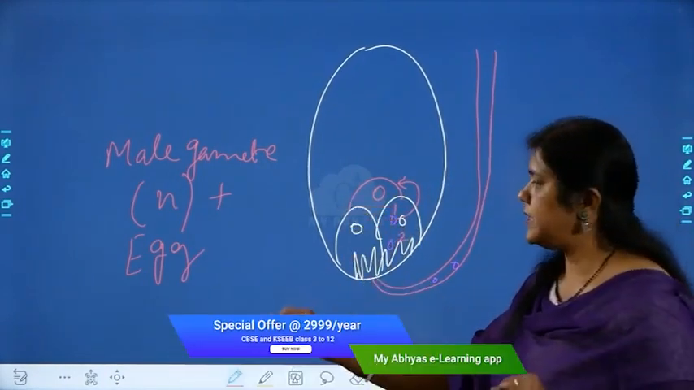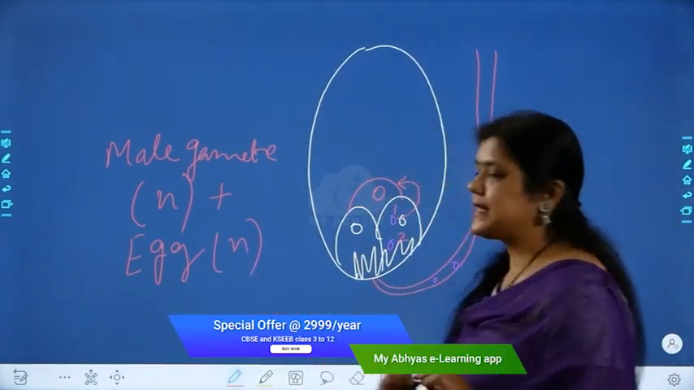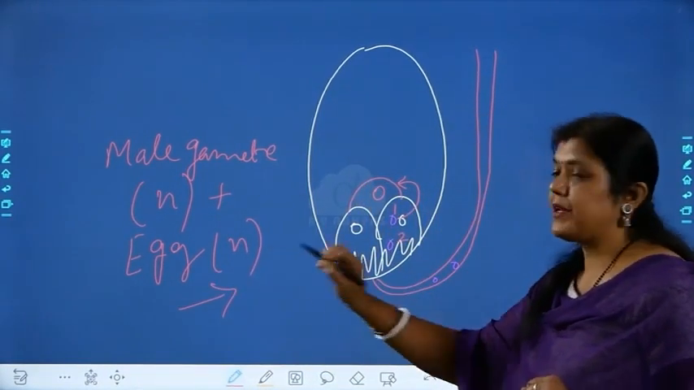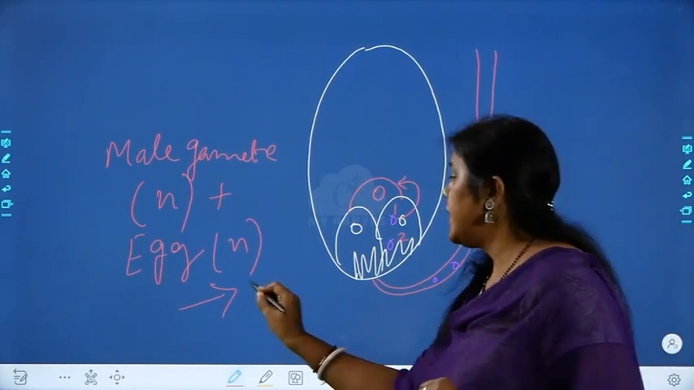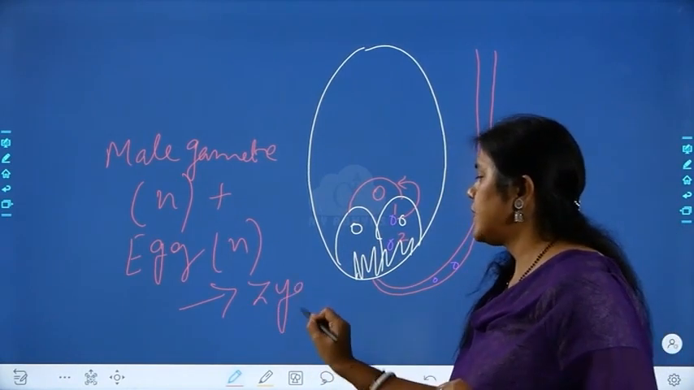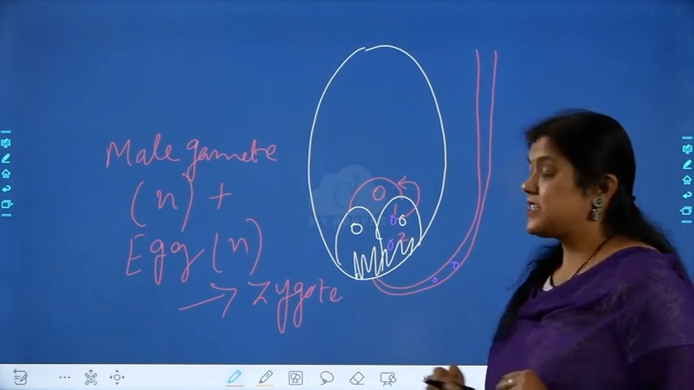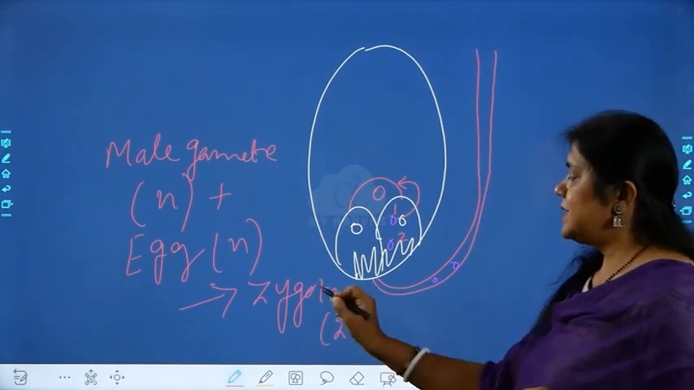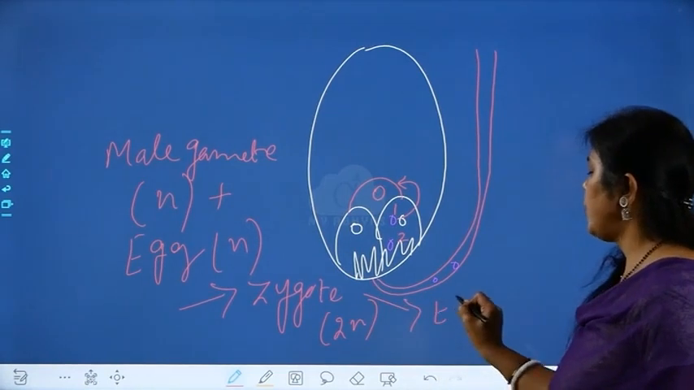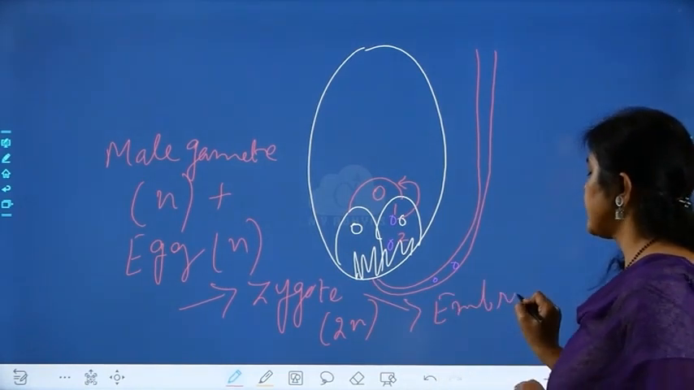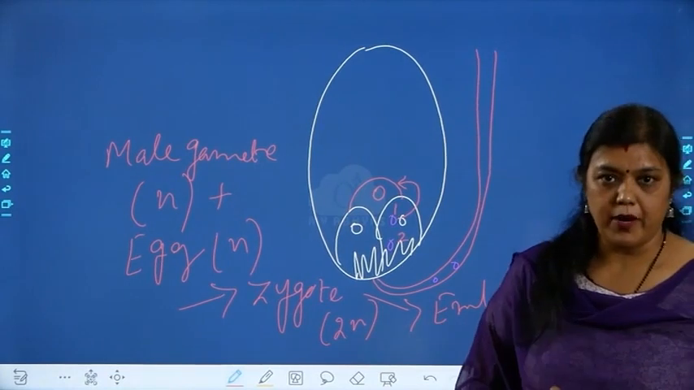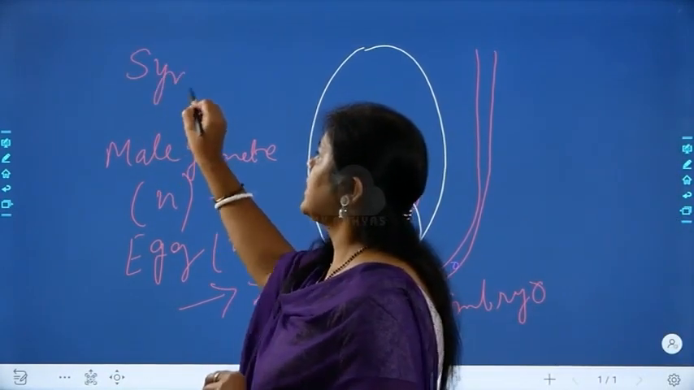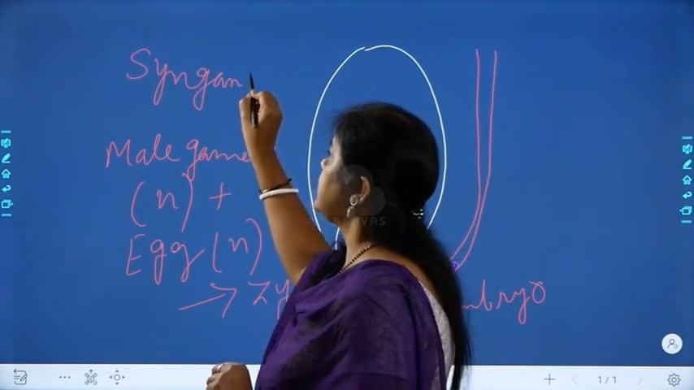It will be fusing with this. How many chromosomes are present in the egg cell? n number. So what will be formed after this? If the male gamete and egg combine together, they will form a zygote. What is the ploidy of the zygote? It will be 2n. This zygote is going to form the embryo. So this process is called syngamy.